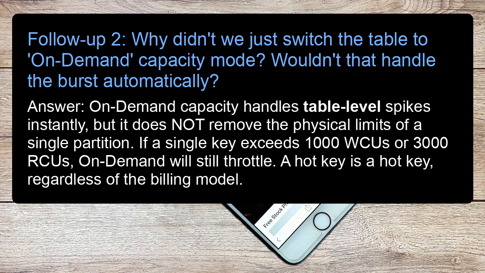Follow-up 2. Why didn't we just switch the table to on-demand capacity mode? Wouldn't that handle the burst automatically?